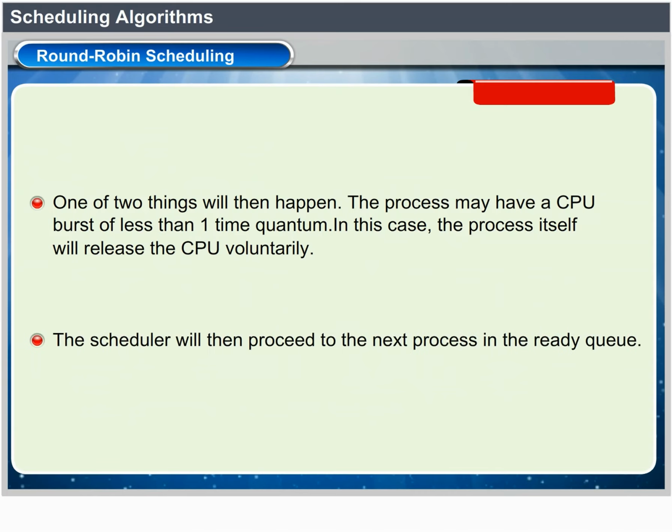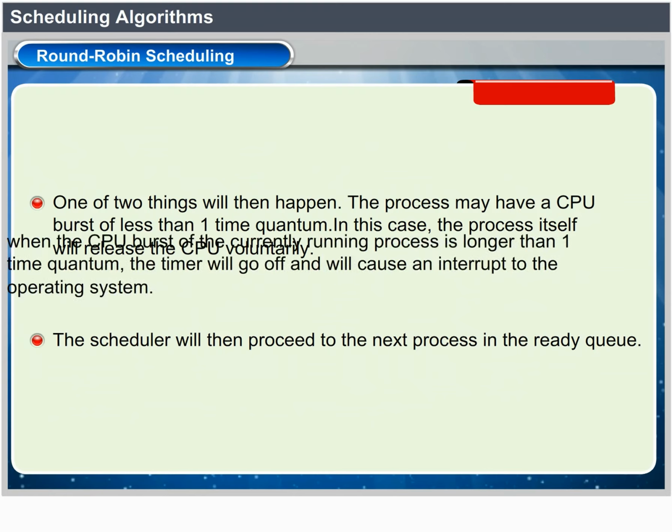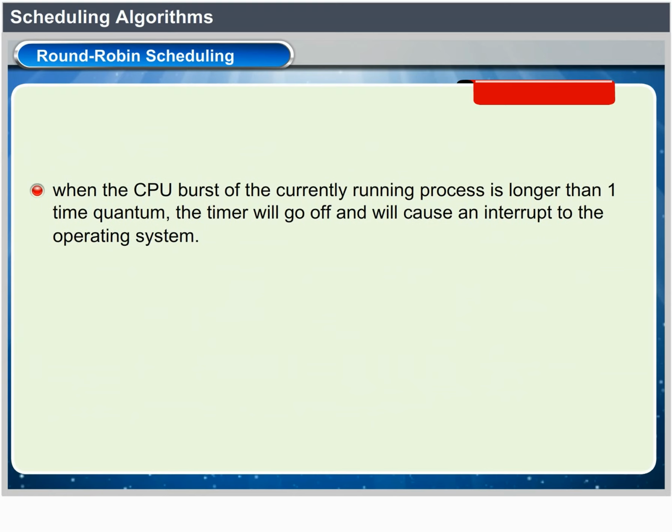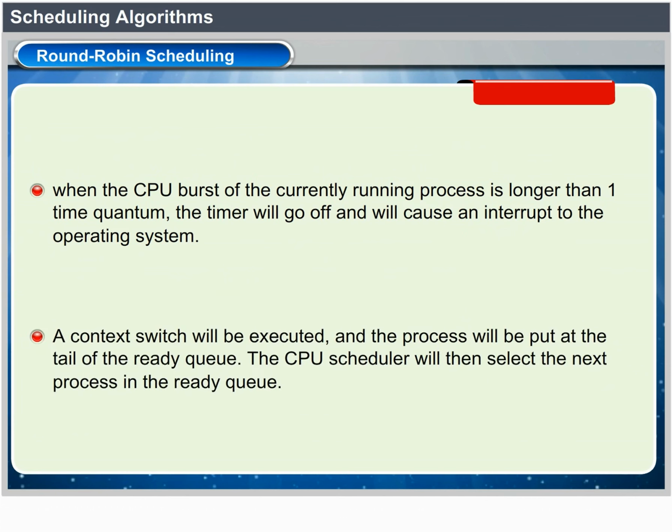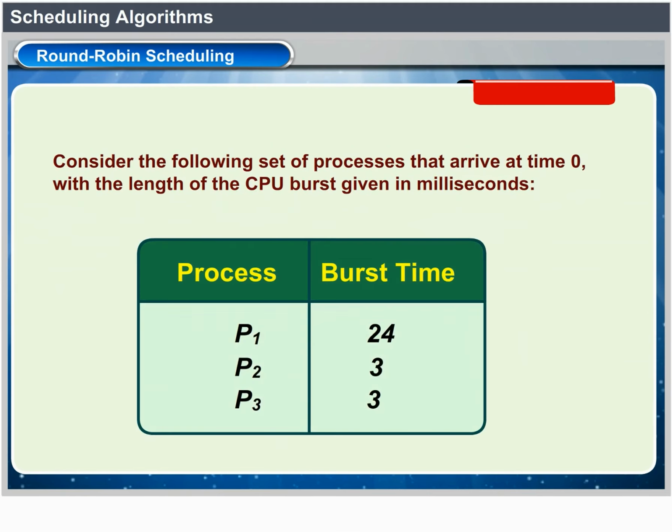If the CPU burst of the currently running process is longer than one time quantum, the timer will go off and will cause an interrupt to the operating system. A context switch will be executed and the process will be put at the tail of the ready queue. The CPU scheduler will then select the next process in the ready queue. Consider the following set of processes that arrive at time 0 with the length of the CPU burst given in milliseconds. Process P1, burst time 24, process P2, burst time 3, process P3, burst time 3.